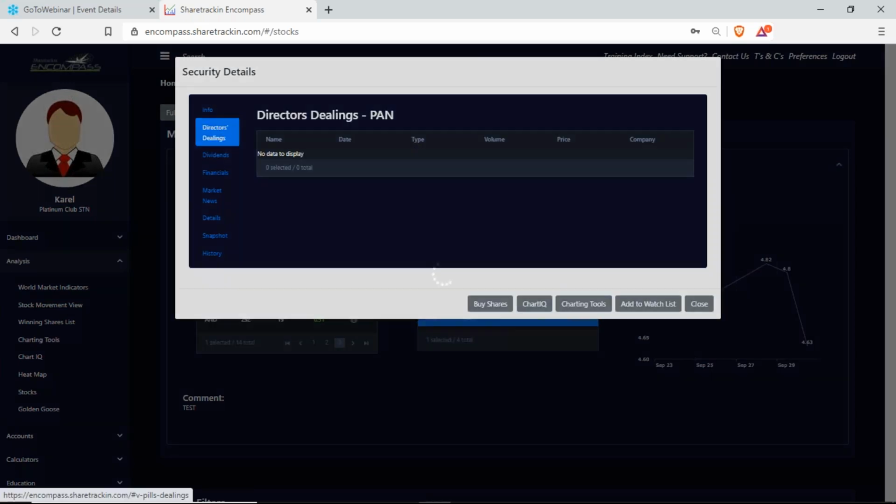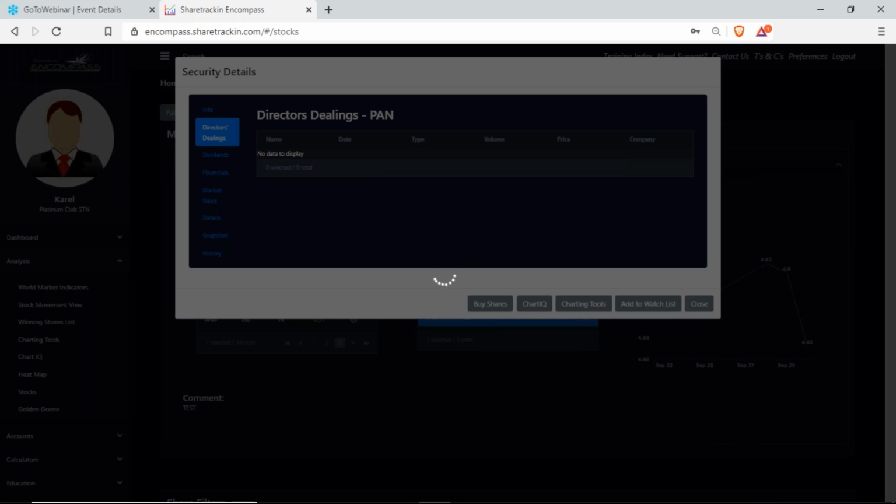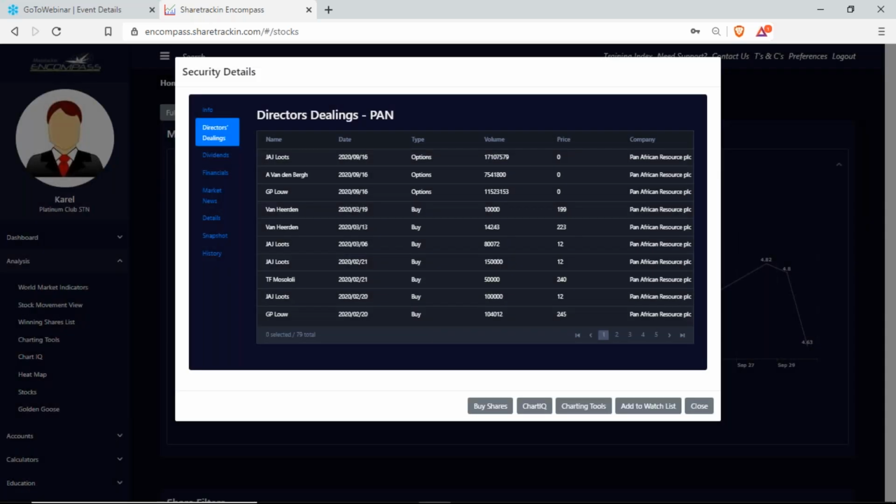Next up, I have my director dealings. Here I can see exactly what the directors are doing in the company. I get the director's name, the date of their shares, whether they buy, whether they sell, or whether they're thinking, which is options, on whether they are going to buy or are going to sell. The volume, so how many shares they bought or sold, the price, and then the company.